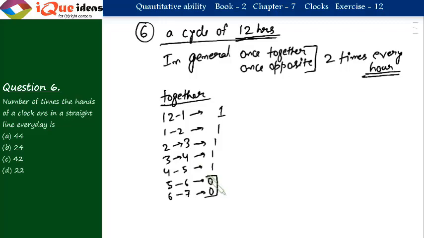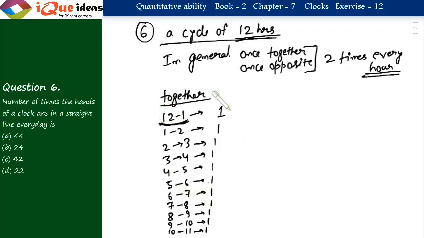But together, between 5 and 6 they are together. Yes, they are together. I'm so sorry. We are talking about together. So between 5 and 6 once, between 6 and 7 once, between 7 and 8 once, between 8 and 9 once, between 9 and 10 once, between 10 and 11 once, and between 11 and 12, that we have already counted here, right?